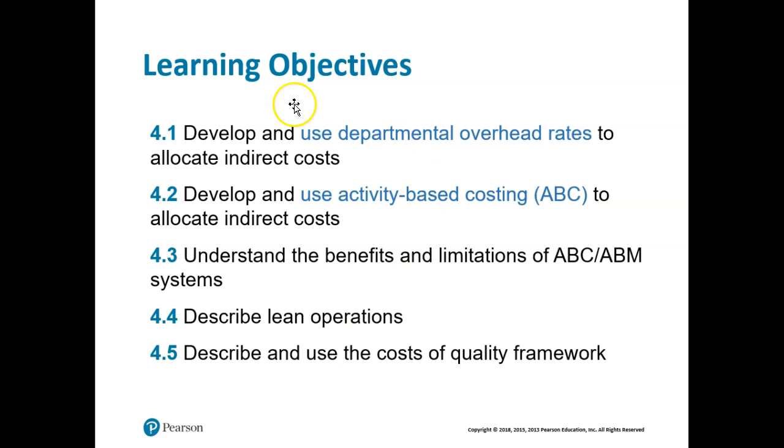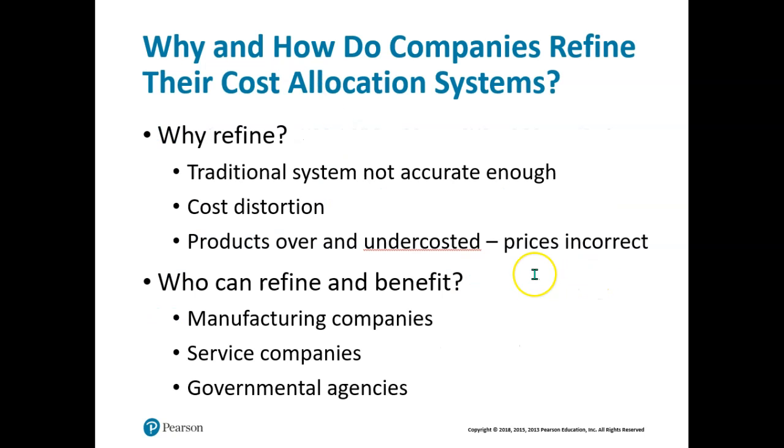The real heavy lifting, though, is up here in the beginning of the chapter. So why and how do companies refine their cost system? The reason why they refine it is because it doesn't give you real cost. Products are overcosted and undercosted, and if you use this allocation to set your prices, they are going to be incorrect. A traditional system takes one rate and applies it to everything. Okay, and that's not really the way cost is incurred.